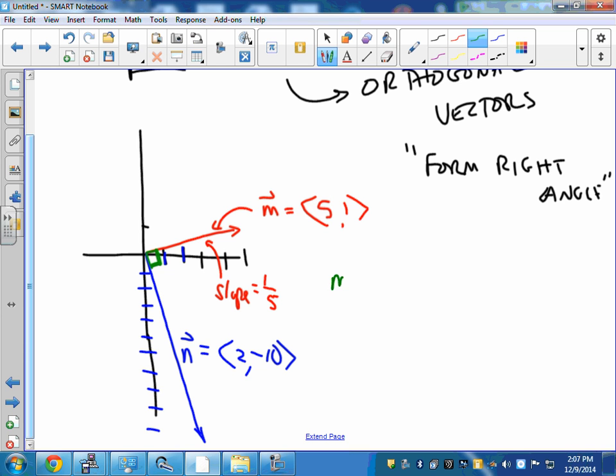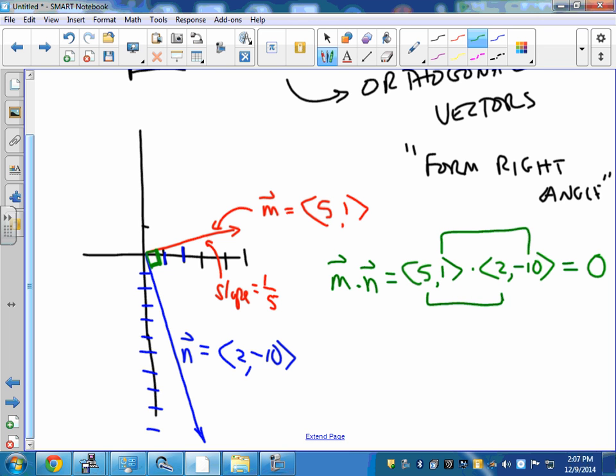So M dot N is going to be (5, 1) dotted with (2, -10), and you should convince yourself that works out to be 0, right? 10 and negative 10 add up to 0. Multiply these, add them up, and get 0. So the angle between them, theta, is going to be the cosine inverse of their dot product divided by the product of their magnitudes.